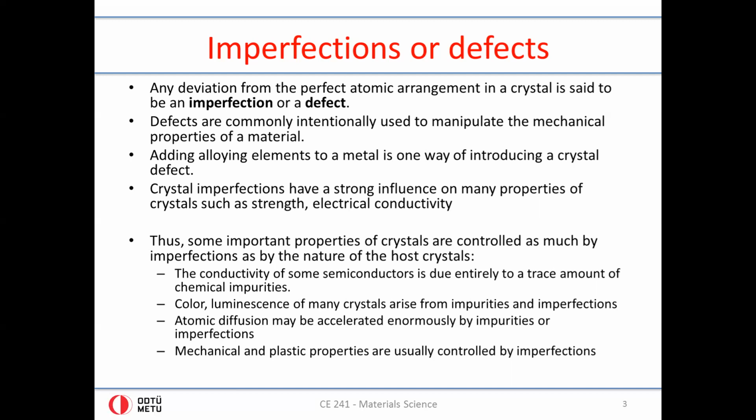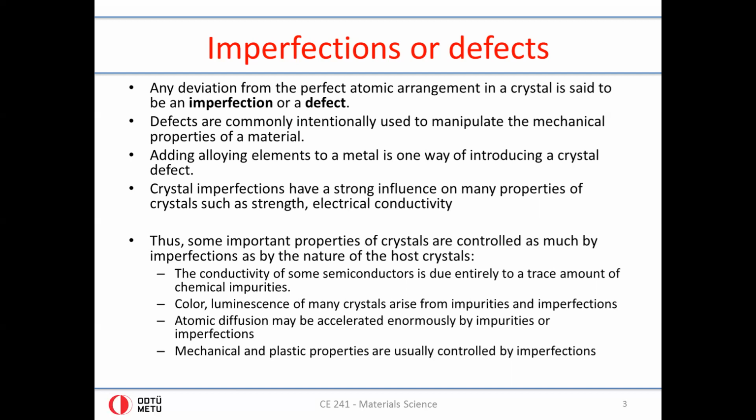Among the properties that can be controlled by imperfections, you could count the conductivity of some semiconductors by small trace amounts, meaning very small amounts of certain chemical impurities. So you add chemical impurities, in this field referred to generally as dopants, so materials that dope the parent material.